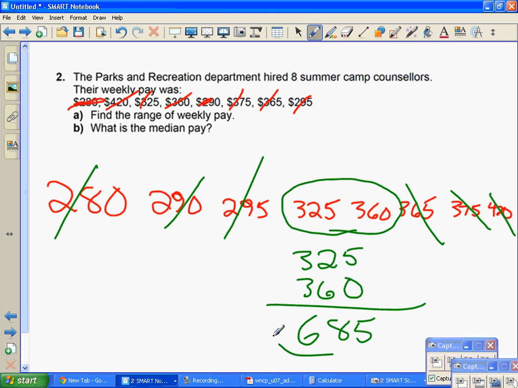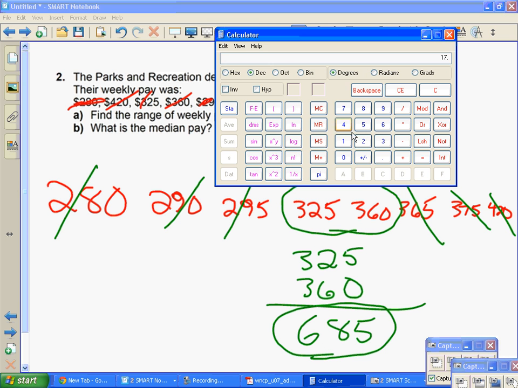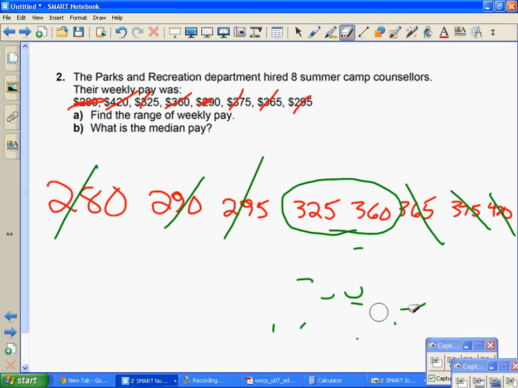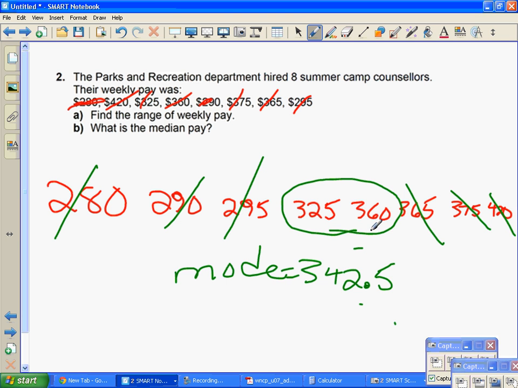So if we end up with two numbers in the middle, we simply take these two numbers here and add them up. So 325 and 360 gives us a total of 685. Divide that by 2, of course, because we want the middle of that number. So 685 divided by 2 equals 342.5. So the median of this will be 342.5. Sometimes when you cross it off, you'll only have one number in the middle. But if you end up with two of them, you can't cross both of them out and say 0. All you do is find the mean between these two numbers.